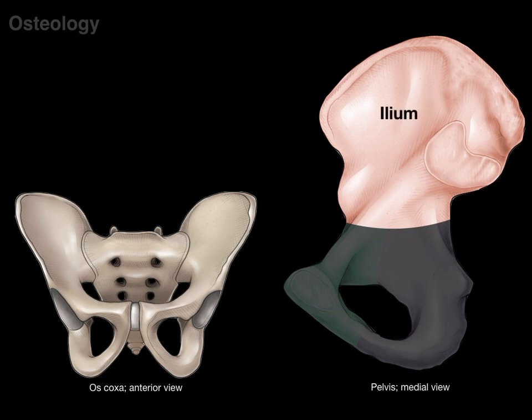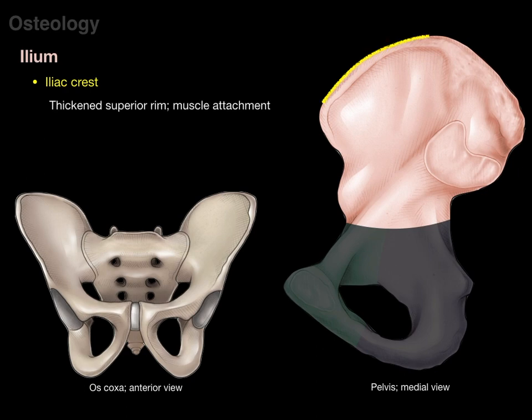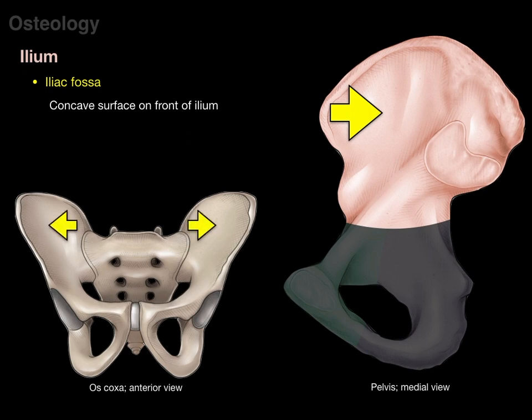Okay. Now we're going to talk about the bony landmarks of the ilium. So the first bony landmark is the iliac crest. It's a thickened superior rim for muscle attachment all along the top. This is an easily palpable landmark in surface anatomy. Next is the iliac fossa. It's a concave surface on the front of the ilium here, and that's the origin of our iliacus muscle.